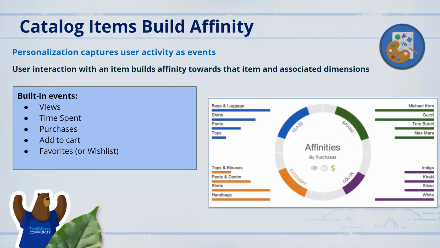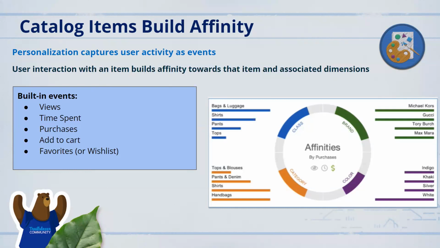Another built-in event is time spent. This is tracked while a user is viewing a given item and is a strong indicator of intent. What that means is as a user spends more time viewing a particular item, their affinity for that item and its associated dimensions will grow, and vice versa.